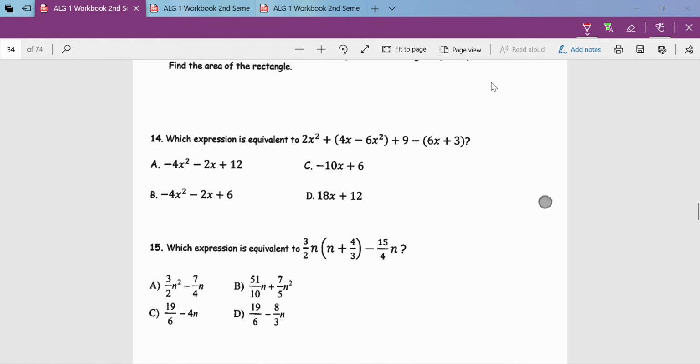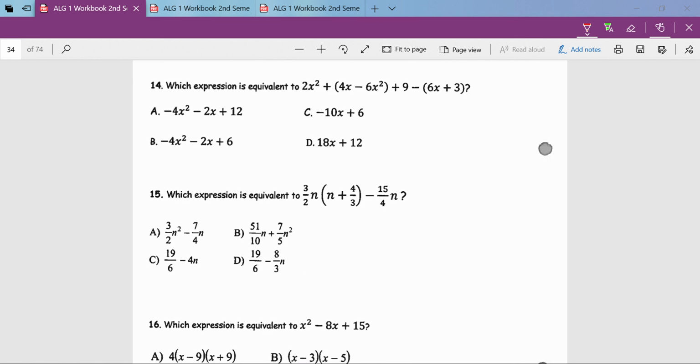On 14, you're going to get rid of the parentheses. If there's nothing in front of the parentheses but a plus, you can remove the parentheses here because I cannot combine if I have parentheses. But then in the second set of parentheses, I have a minus. Well, that means I'm going to distribute a negative 1.